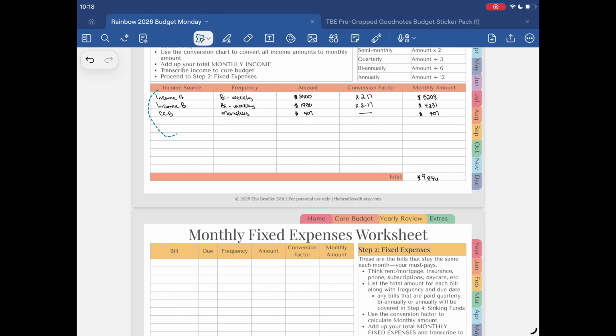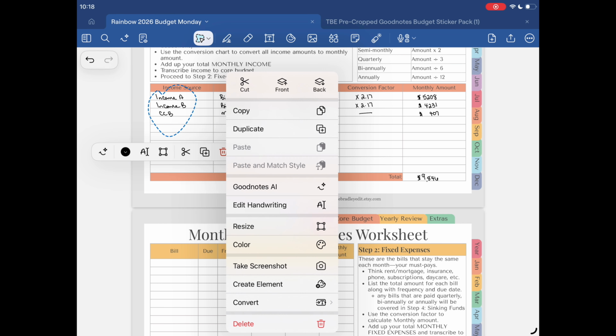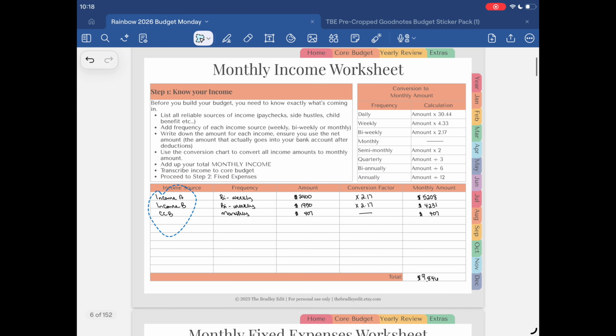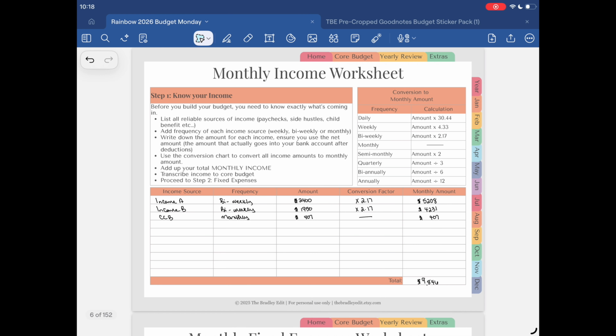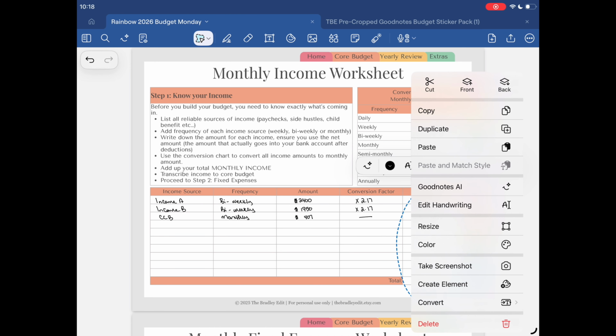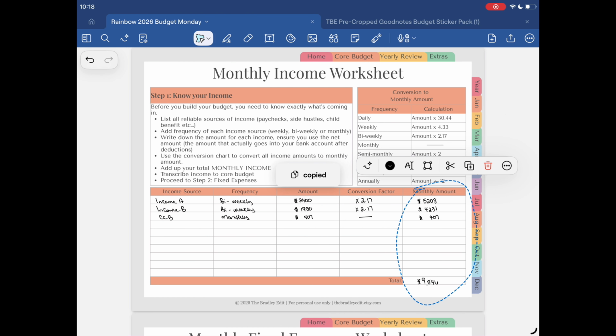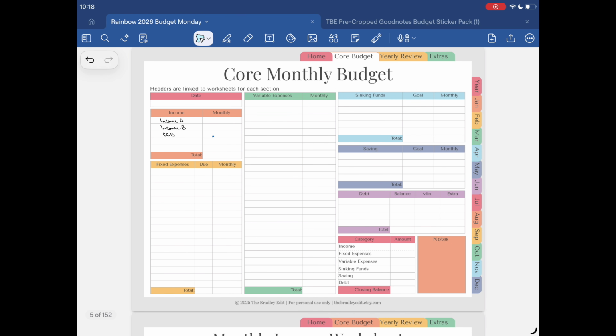So now we're going to move everything over to the core budget. I'm going to use the lasso tool. So you just circle, and we're going to copy, and we'll go back to the core budget. Drop it in there. Move the amounts. All right, so there's our income complete.